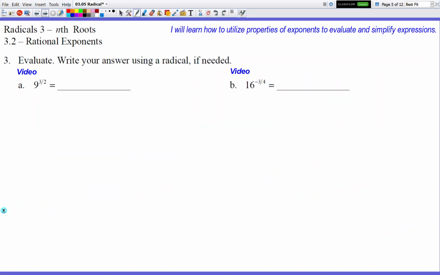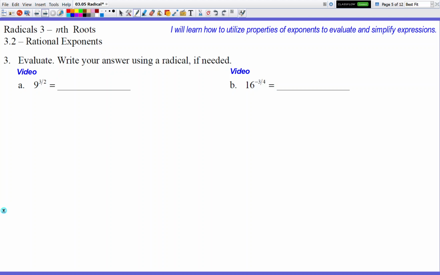All right, we're on number 3 now. So number 3 is going to say, write your answer using a radical. Okay, so now we're going to start to do what is called simplify, or I guess you can call it evaluate also, but we're going to be actually having to do some work. Some simplification with the numbers. And we're going to be doing some circling with the red pen. So let's get ready for that.